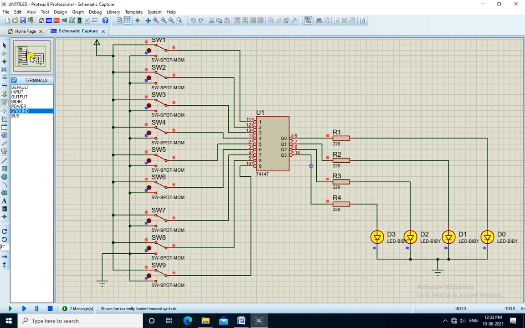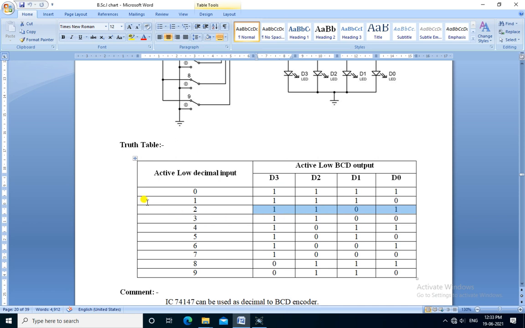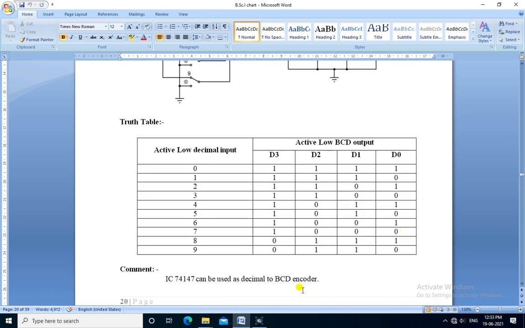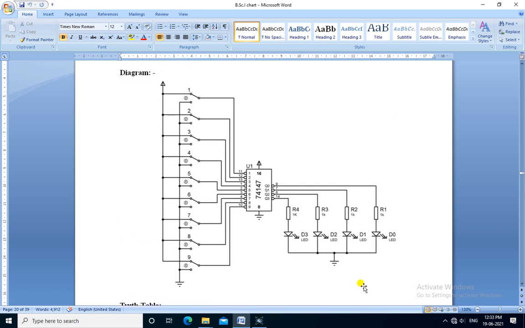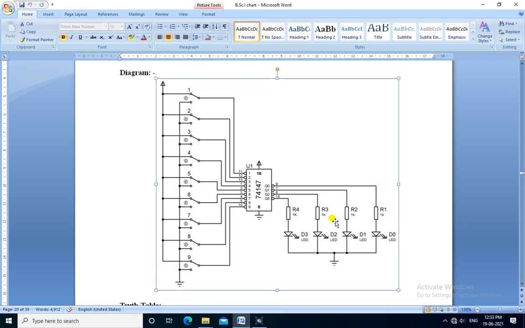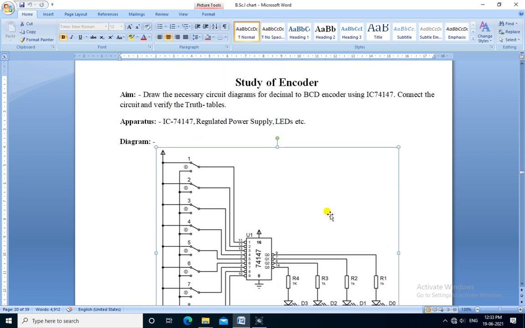So in this way we verify this truth table. So IC 74147 can be used as a decimal to BCD encoder. Thank you.